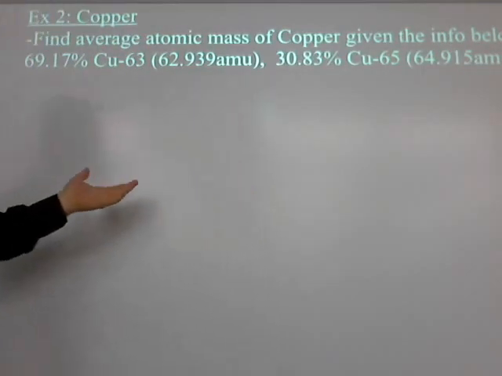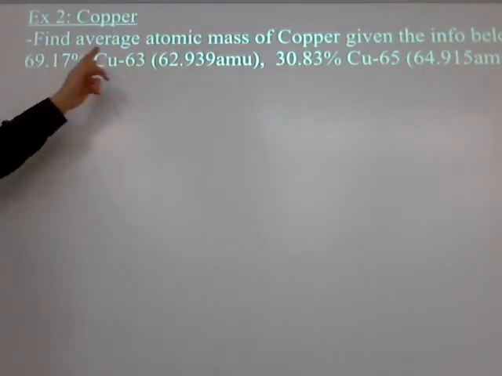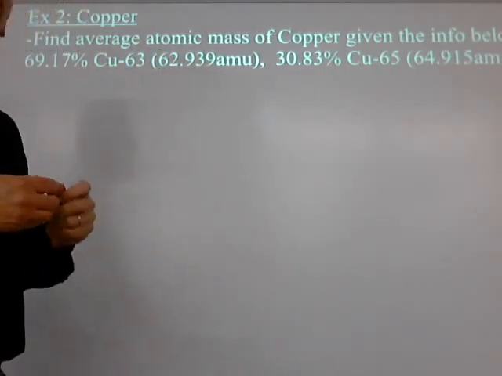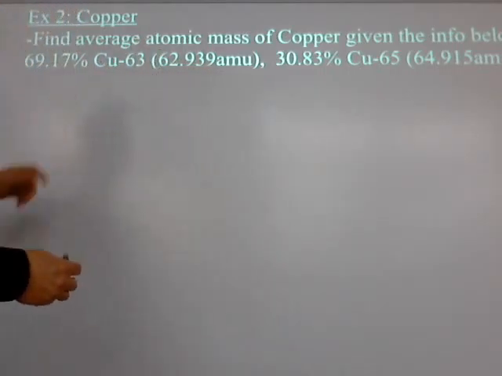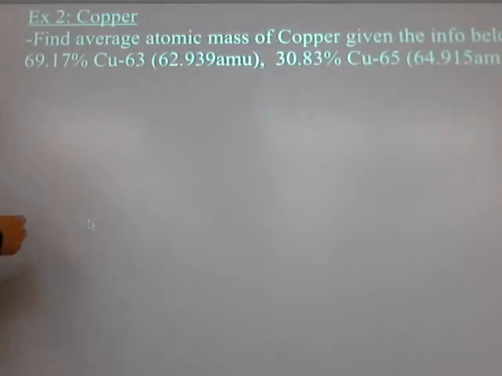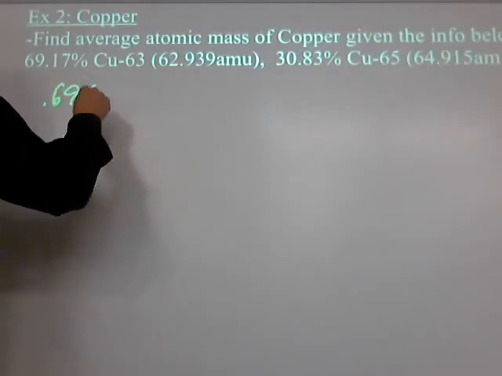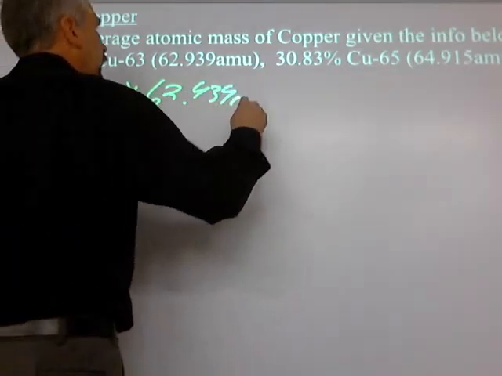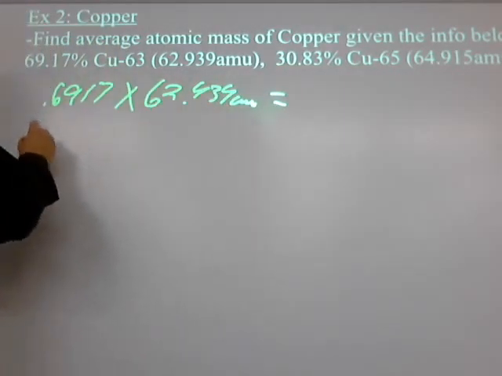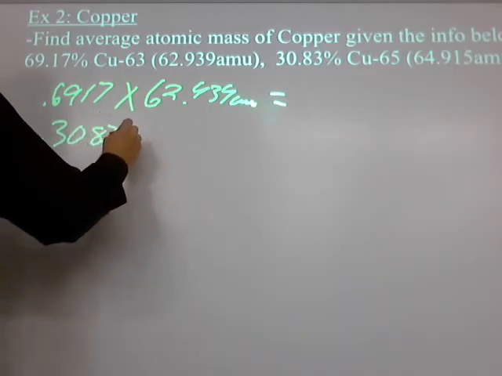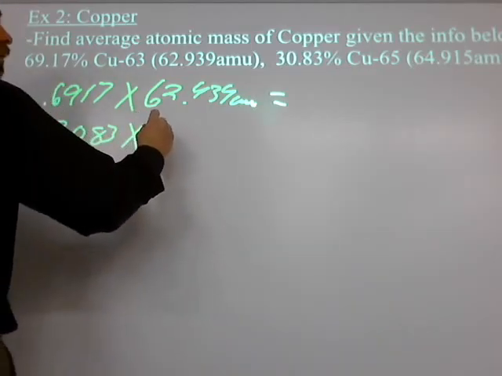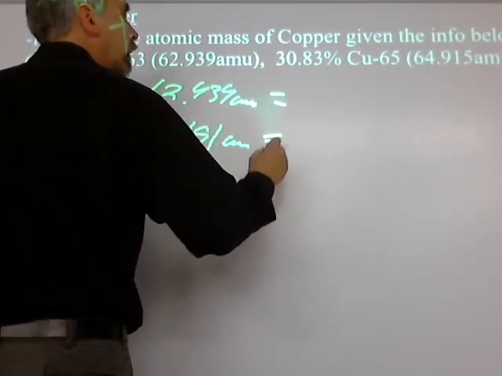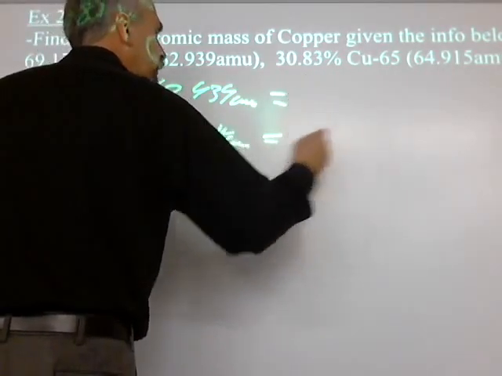Where's my answer going to be closer to, obviously? It's going to be closer to that one. But the average is not really an average when we think of it. It's a weighted average. So simply take 0.6917 times 62.939 AMUs, atomic mass units, and 0.3083 times 64.91 AMUs. And you will get those two numbers.